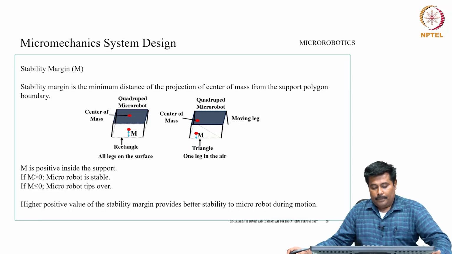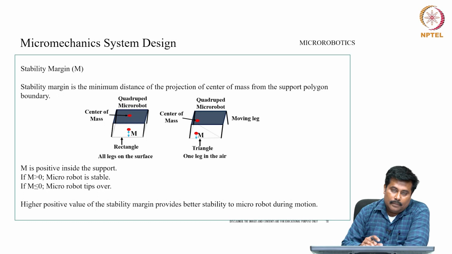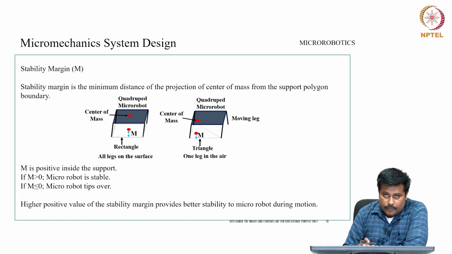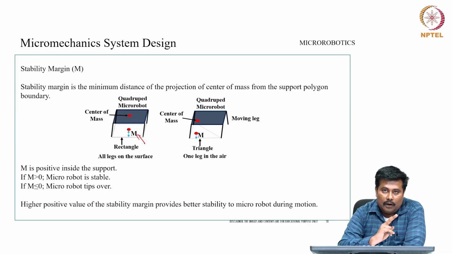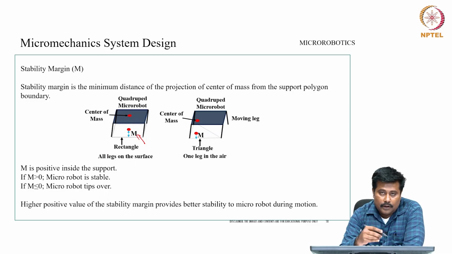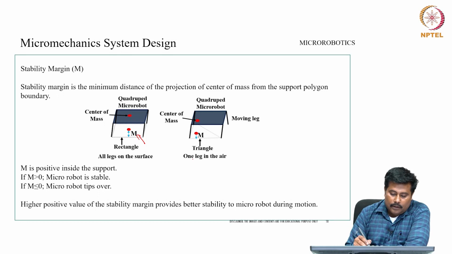Now, one of the key parameters involved from this stability point of view is called the stability margin. The stability margin is the minimum distance from the projection of the center of mass to the support polygon boundary. The center of mass is over here, and M is the stability margin, which is represented in this direction. As we discussed earlier, we have two different conditions. One is when all the legs are on the ground, where we get a rectangle domain, and when one leg is in the free air, we get a triangle or one-leg domain.